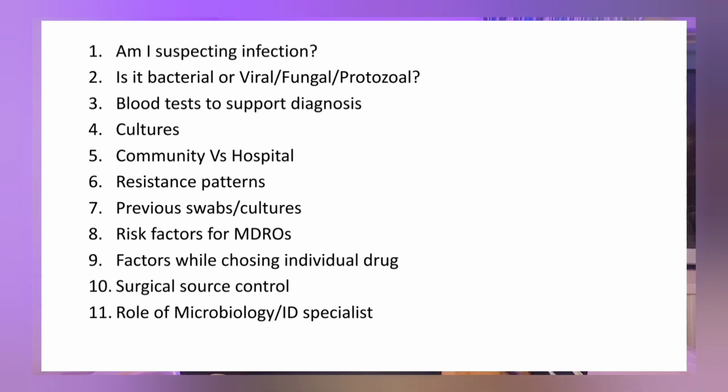We will discuss about while we select the antibiotic, what all things we need to consider, starting from allergy, side effect to the site of action, pharmacokinetic, pharmacodynamic dosing of various antibiotics. And we will discuss about surgical source control. At what point should we consider involving an infectious disease specialist? What is the role of microbiologist in these discussions? So these are the headings, and we are going to discuss all these headings in further details. So not wasting your time further, let's start with the first question.